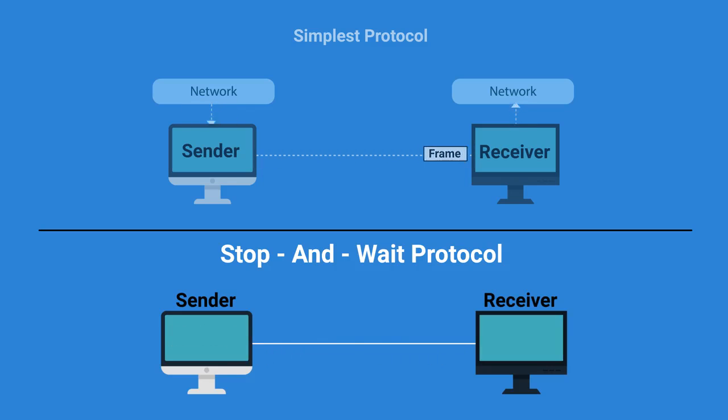So, the difference between the simplest and stop and wait protocol at the sender side is that the sender waits for an acknowledgement before sending the next frame. And on the receiver side, after delivering a packet to the network layer, the receiver sends an acknowledgement frame back to the sender.